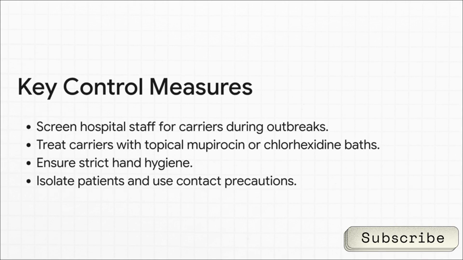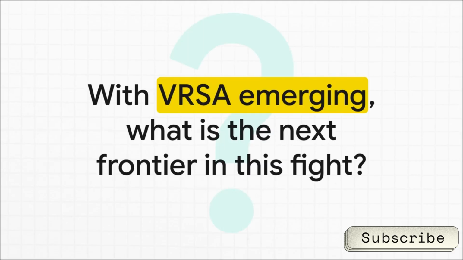And last but not least, prevention. Controlling MRSA in a hospital is all about a multi-pronged attack. You hit the main points by talking about screening people for it, treating carriers to get rid of it, using things like mupirocin, and the absolute foundation of it all, strict infection control protocols, like obsessive hand hygiene and isolating patients.